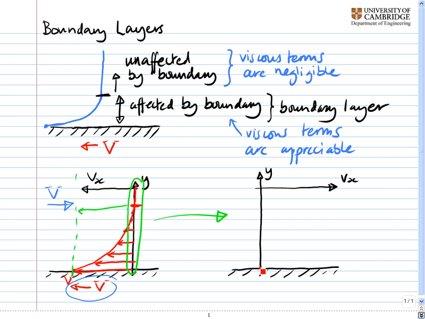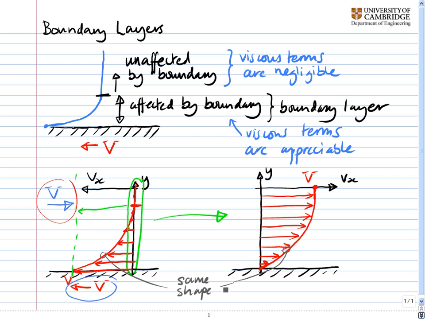At the wall there's obviously zero velocity. Up at the top, outside the boundary layer, the velocity is equal to big V, and in between it's just exactly the same profile as before, but with the axis shifted. So nothing's changed to this profile. It looks something like that, and here are the velocity arrows. And of course the two red lines there are meant to have been drawn at exactly the same shape.